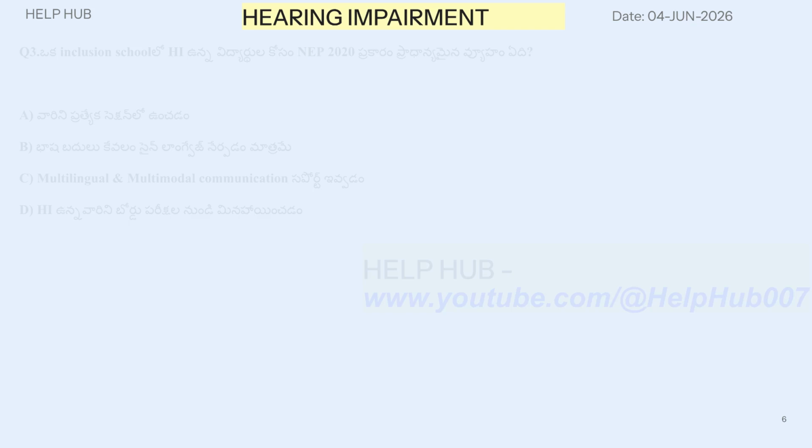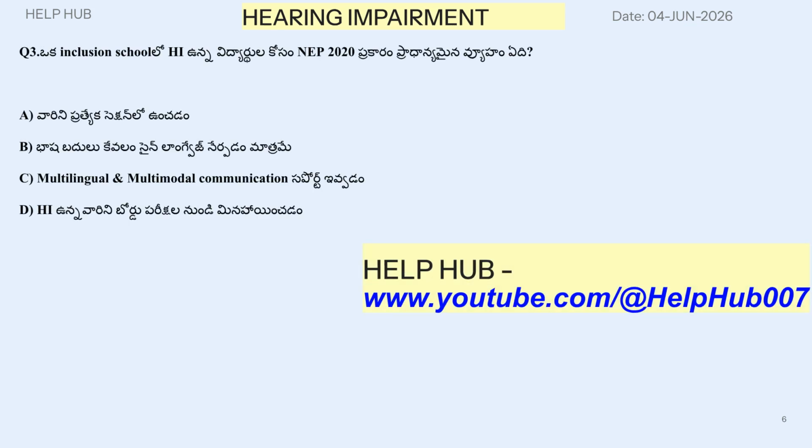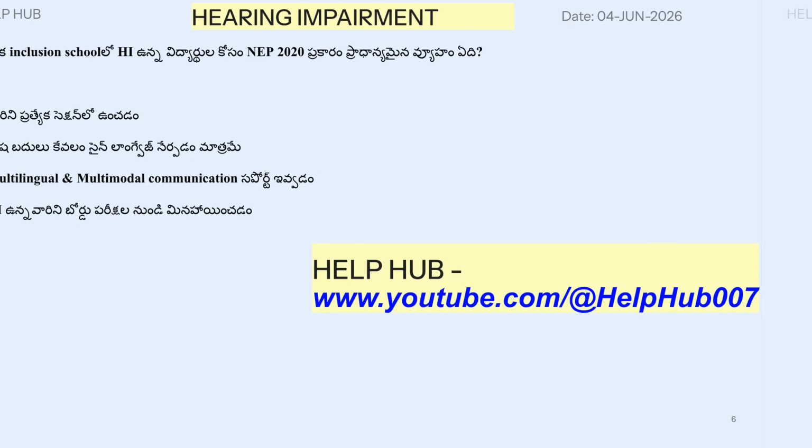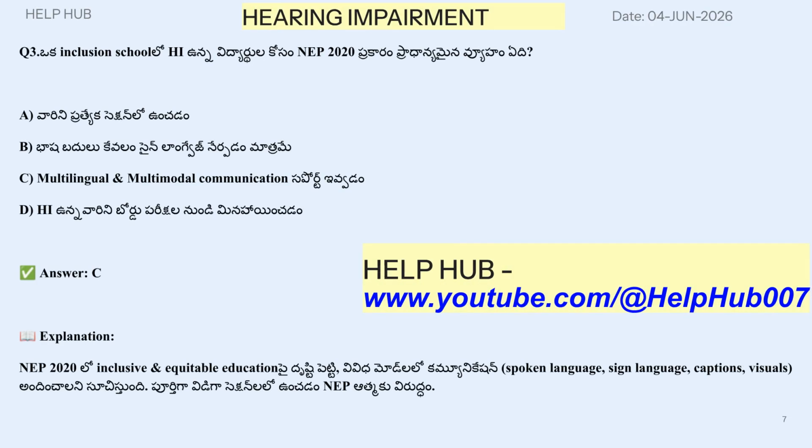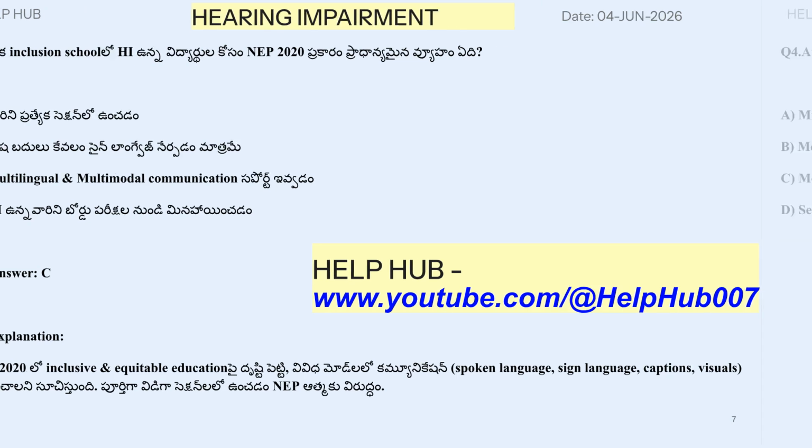Next question. For students with hearing impairment in an inclusion school, what is the priority strategy according to NEP 2020? The correct answer is C, providing multilingual and multimodal communication support. NEP 2020 promotes inclusive and equitable education, recommending communication modes like spoken language, sign language, captions, and visuals. Segregating students is against the spirit of the NEP.